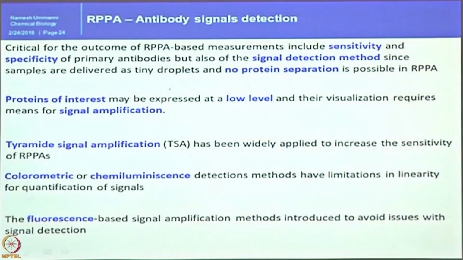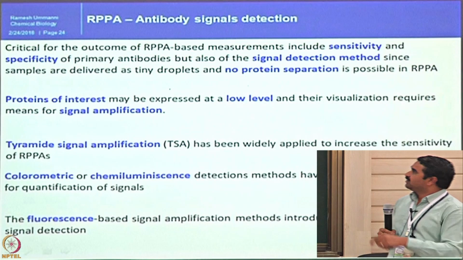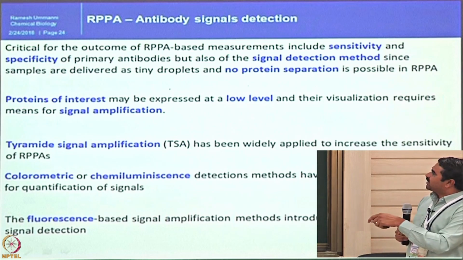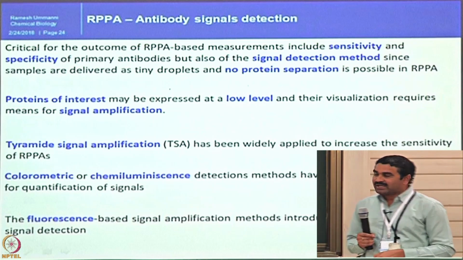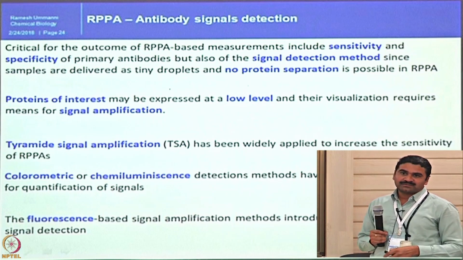So if the abundance of the protein is very low, and your primary antibody is also very weak, then you still have a chance to correct it in the secondary antibody detection method, as I said. So how can we do that, we will see. The tyramide signal amplification method has been widely applied to increase the sensitivity of reverse phase protein arrays, and colorimetric and chemiluminescence detection methods have very high limitations in terms of linearity for quantification of signals.